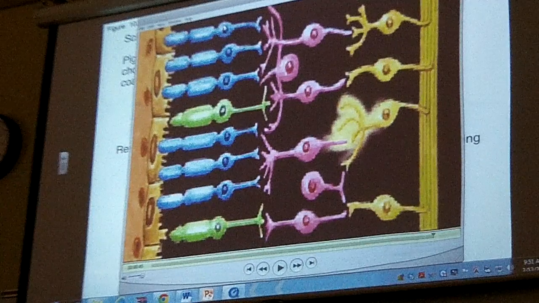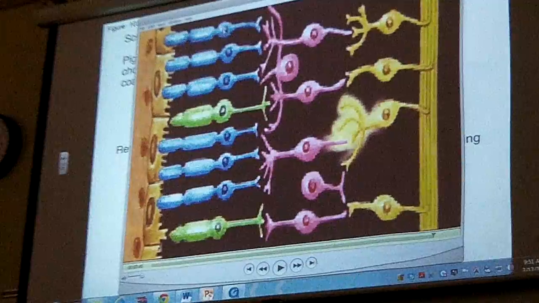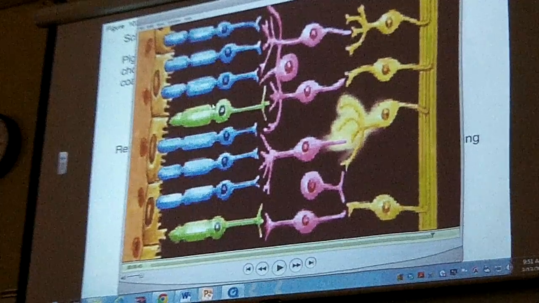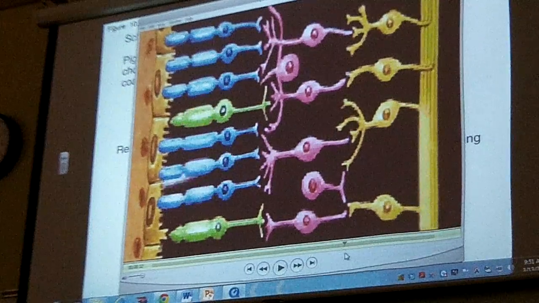That shows real well. Three rods to one signal going to the brain. One cone to one signal going to the brain.